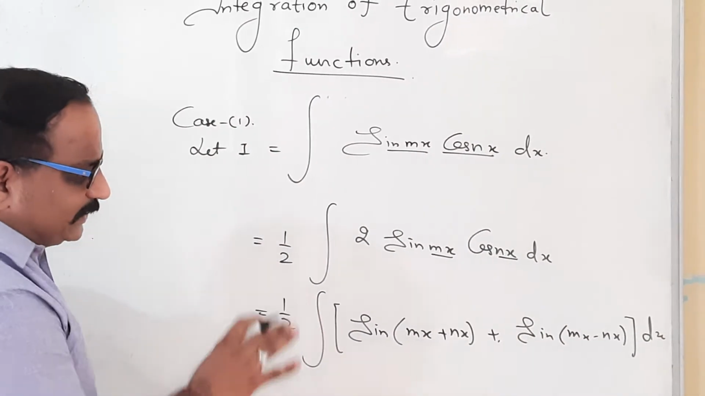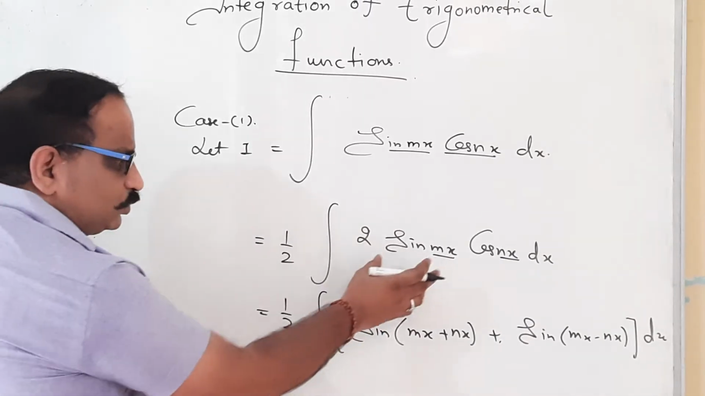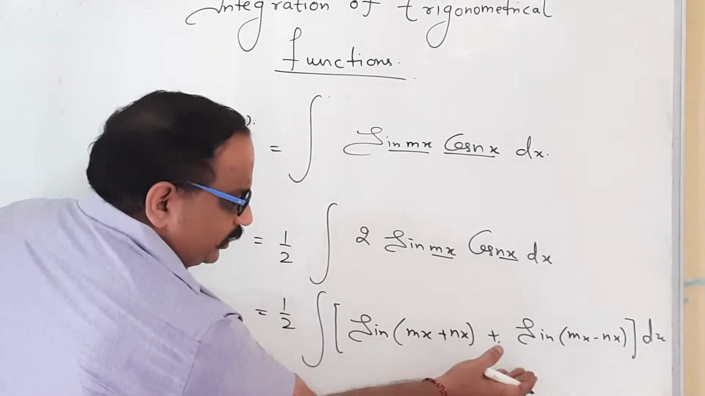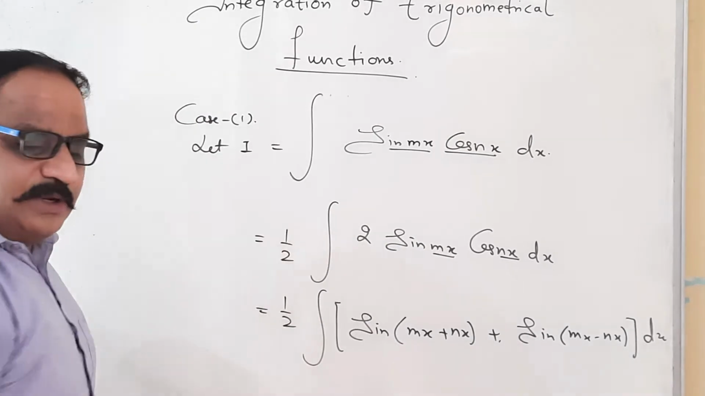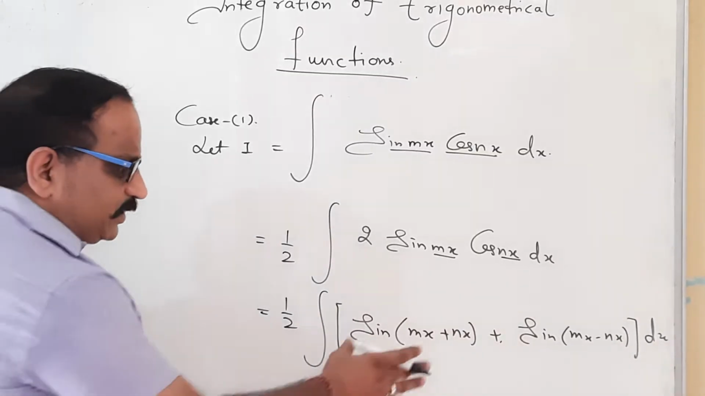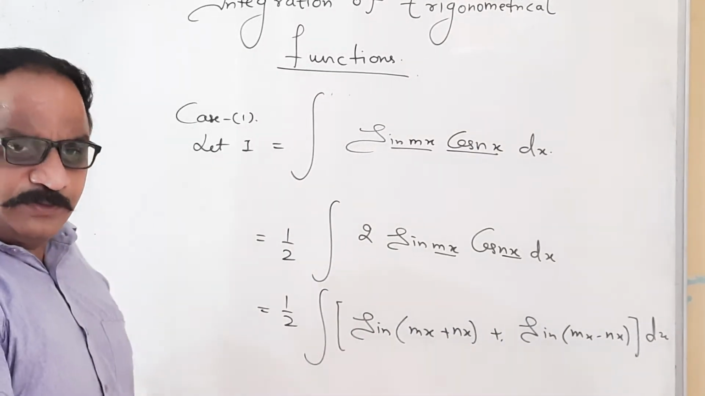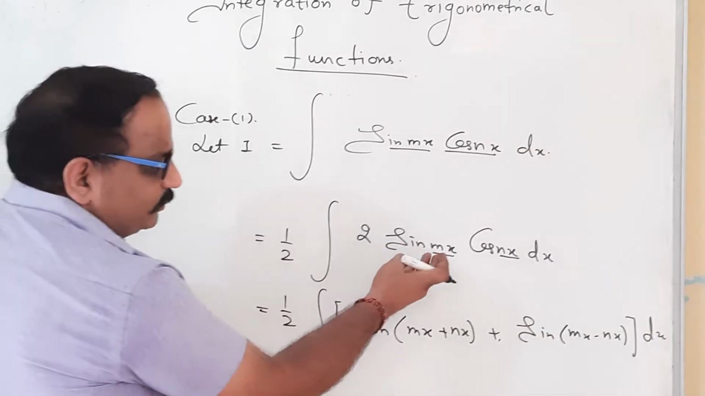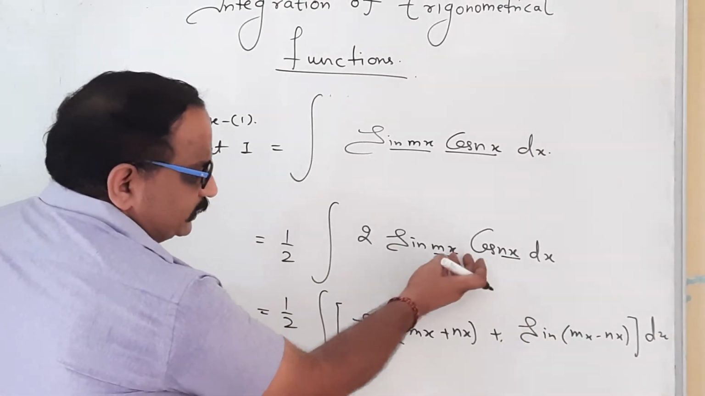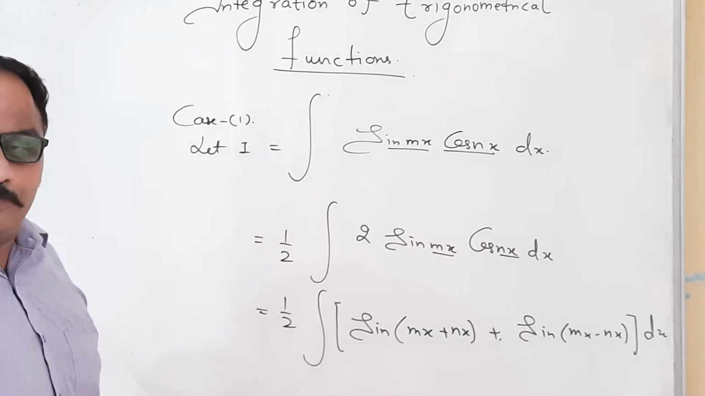Using that identity, what will happen? These two terms were in a product form, and now you can see these two terms are in an additive form. That is a much better condition to integrate. So whenever a term comes as a product of any two t ratios, we should split them. That should be our procedure.